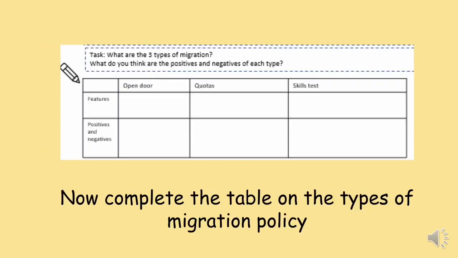So on the worksheet there is this table. What you need to do is use the information I've just given you to complete it. So what are the 3 types? You need to listen to what I've said, and then use that information to think about what might be the positives and the negatives of those types of migration policy.